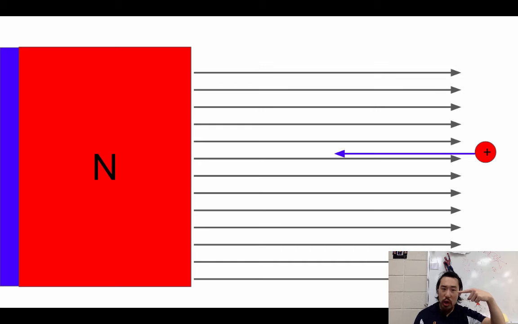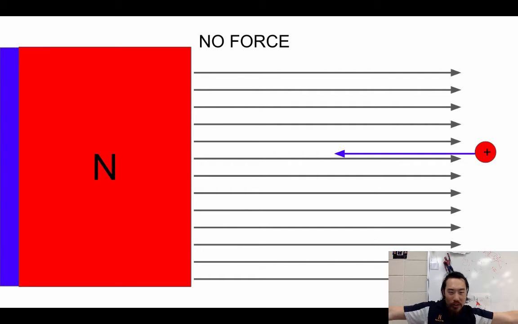We have a charge moving to the left, but wait a minute, our field is moving to the right. Wait a minute, didn't I say that all of our fingers have to be at right angles? Yes, I did. So because it breaks that one rule, there is no force acting on this charge. Everything must be perpendicular to each other.